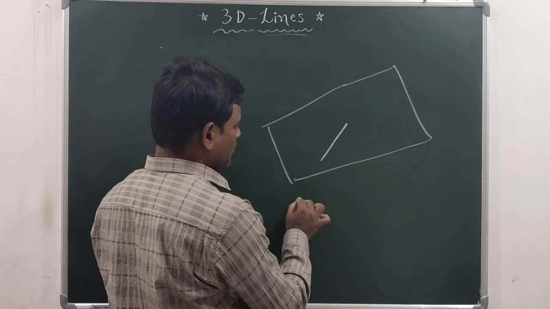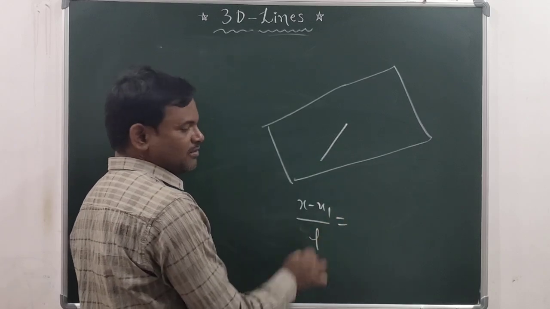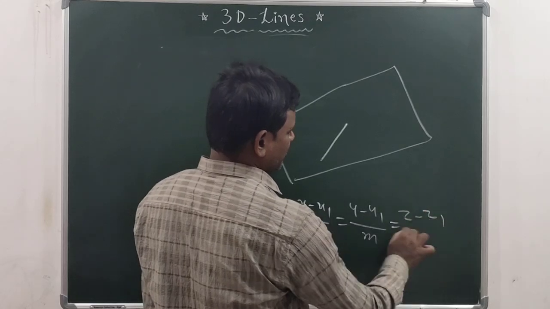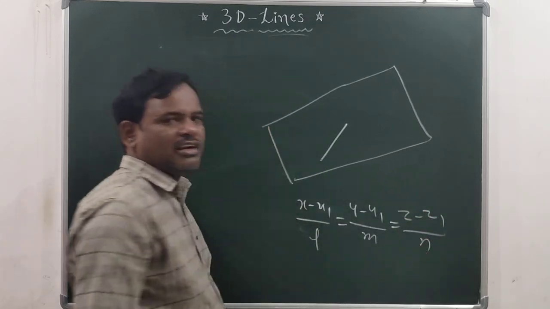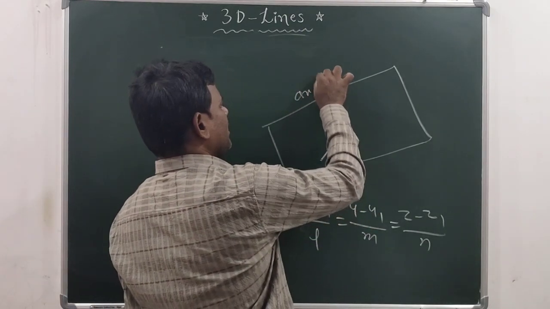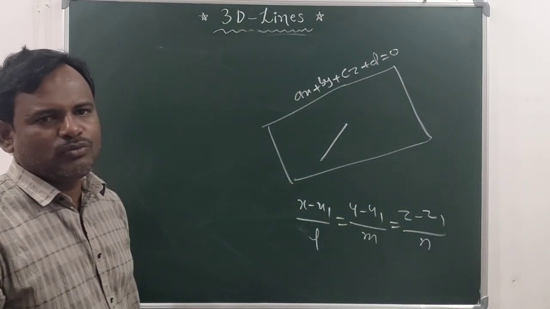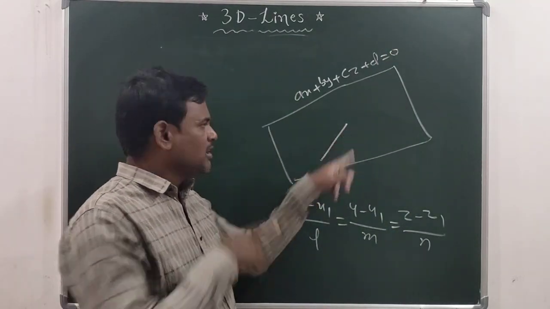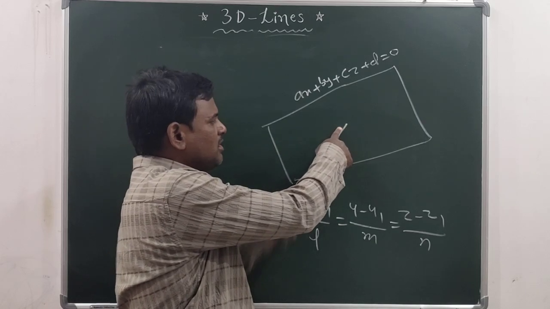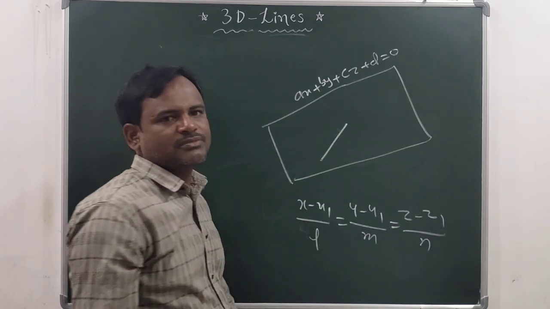And the line equation you know, x minus x1 by l, y minus y1 by m, z minus z1 by n, where l, m, n are DRs of this line. And the plane equation you know, ax plus by plus cz plus d equal to 0. I would like to find the angle between the line and the plane. Here it is going like this. So this angle is the theta. Okay students.